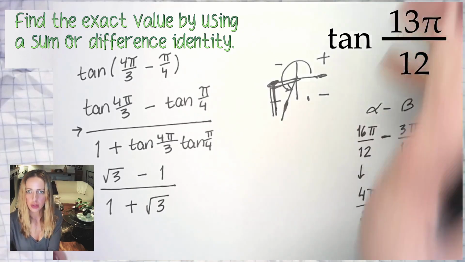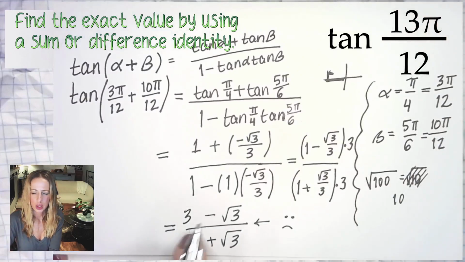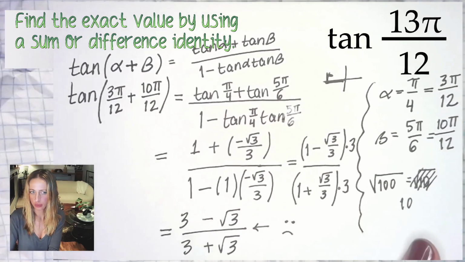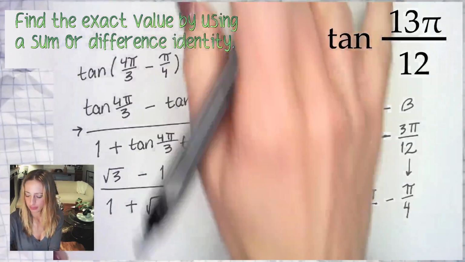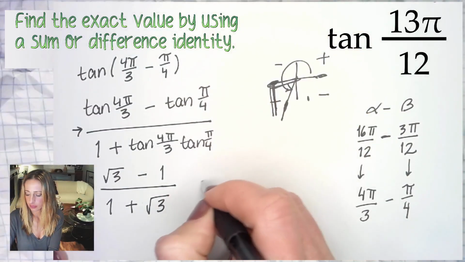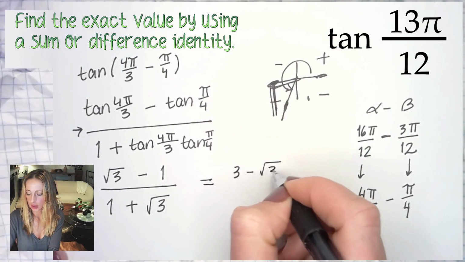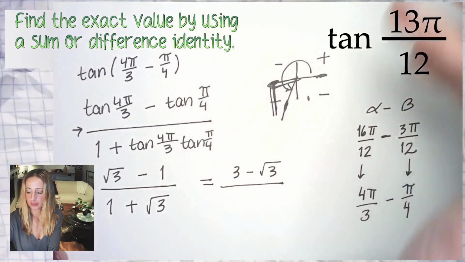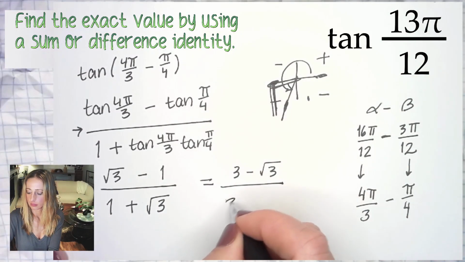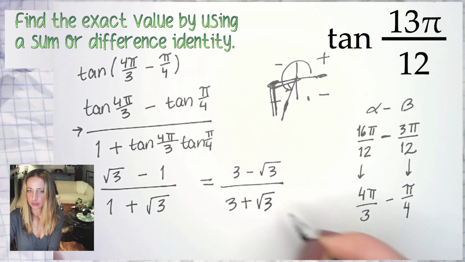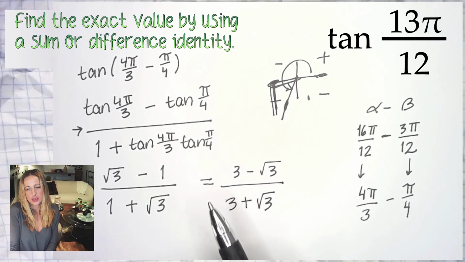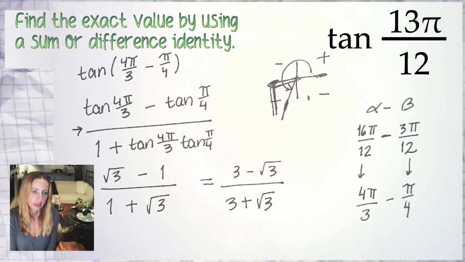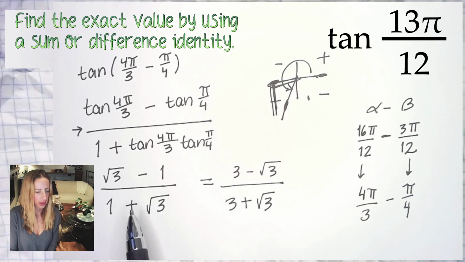Now, what did we just have on the other page? Well, we had this. 3 minus root 3 over 3 plus root 3. Well, 3 minus root 3 over 3 plus root 3. Do you believe this? Do you believe that those are the same answer? If you got this, but this was the only choice on a multiple choice test, would you feel comfortable picking that?